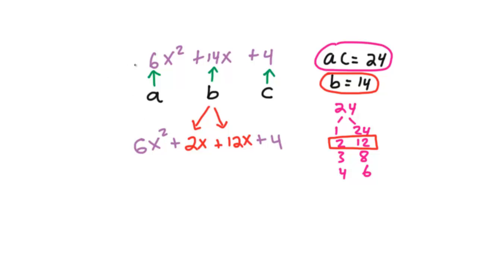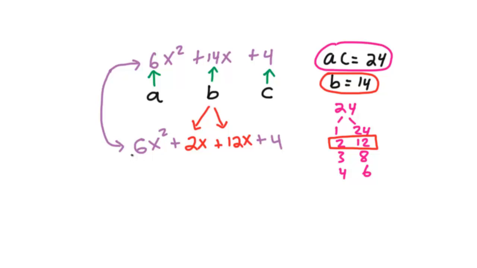So now the original polynomial was 6x squared plus 14x plus 4. We transformed it to this one here, which is equivalent to the original, which is 6x squared plus 2x plus 12x plus 4.